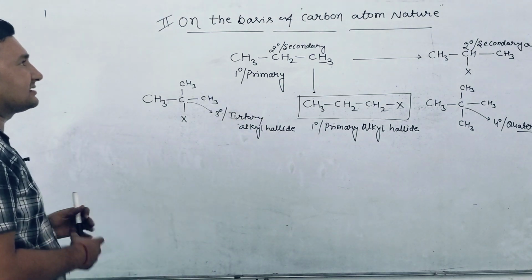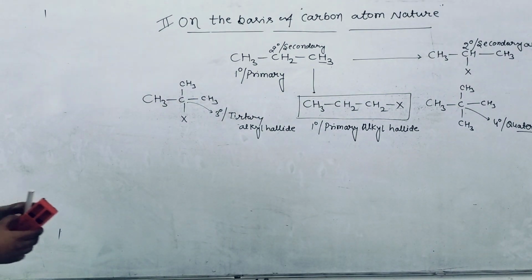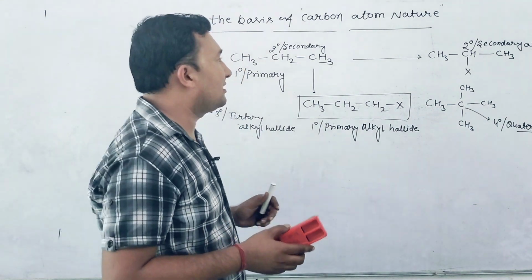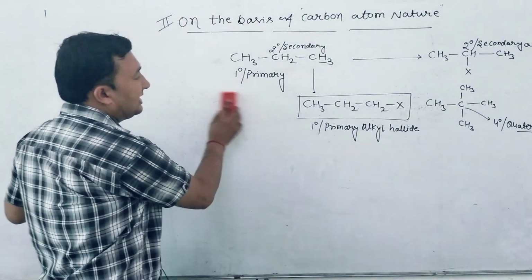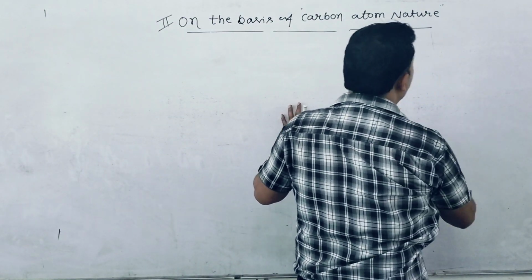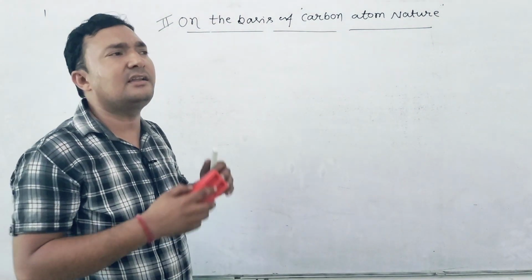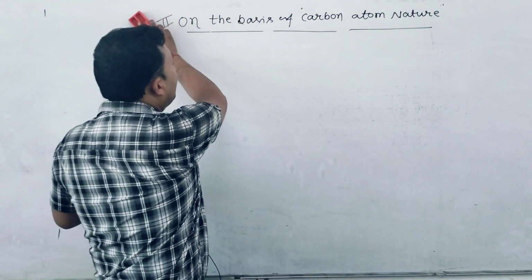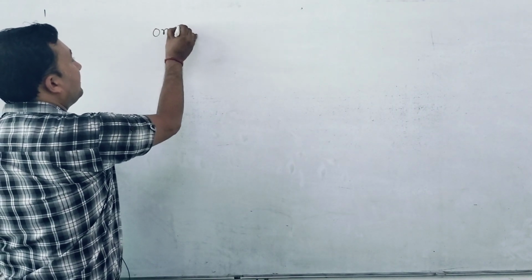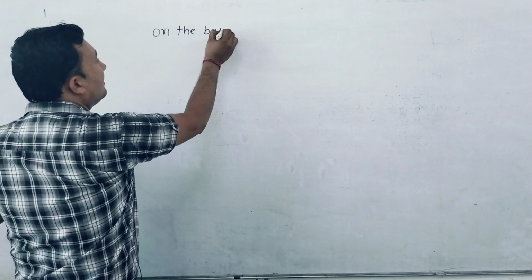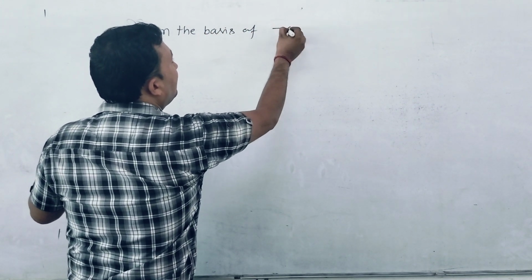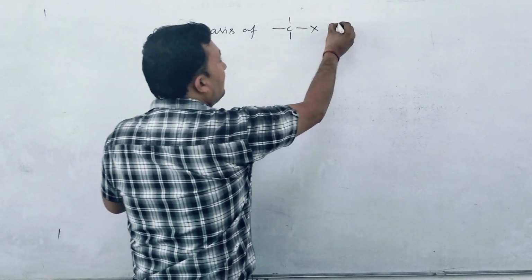So now let's discuss the third one. The third basis of classification is the most important one, because that is generally asked in last year exams. As I can evaluate the last year exam papers, I can tell you that if a question is going to be asked from this segment, from the classification segment, that is the favorite one. So the last basis of classification is on the basis of carbon halogen bond nature.